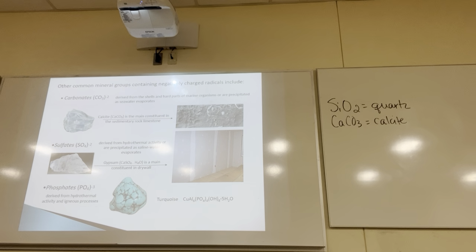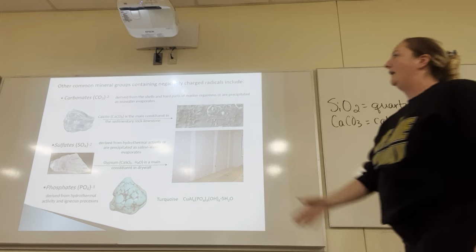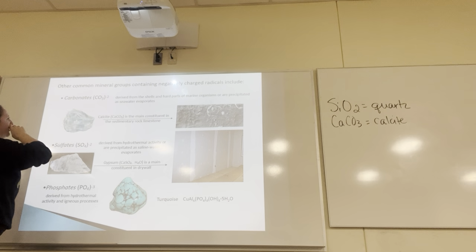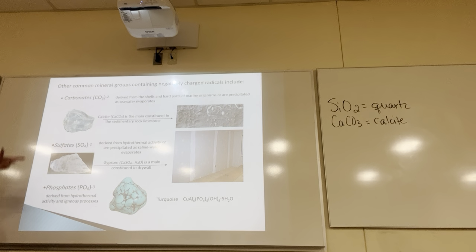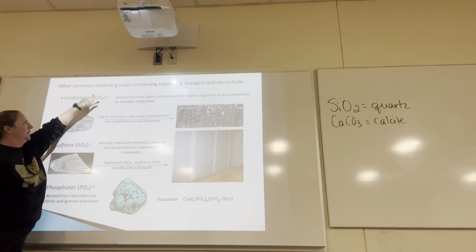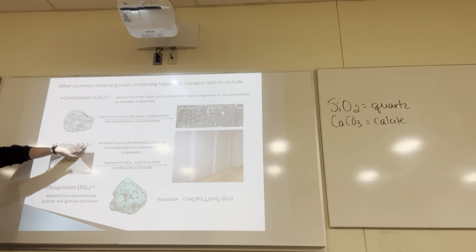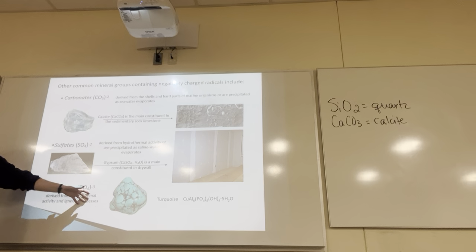Other common groups that we have on Earth, the carbonates are going to include a carbonate group. So they're going to have this ion, CO3, a negatively charged ion. So like calcite, CaCO3 would be an example. Anytime you see this in the chemical formula, it's a carbonate. Okay. Sulfates, similarly, would have a sulfate group. Phosphates would have a phosphate group.